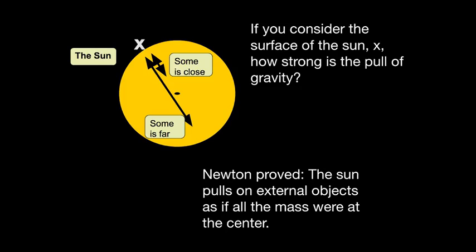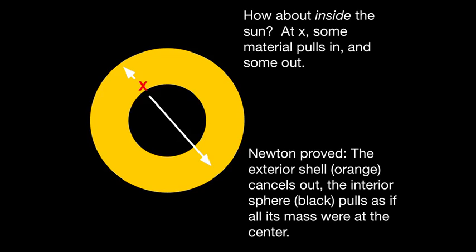was able to prove mathematically that the sun pulls on external objects as if all the mass were concentrated at the center. If you happen to have taken a calculus class, it might be fun to realize that Newton invented calculus to solve problems like this. So you can show in calculus, and it's kind of fun to do, that if you add up all the pulls of all the places inside the sun, they add up as if all the mass was at the center. So it makes it easy to measure. But how about inside the sun?